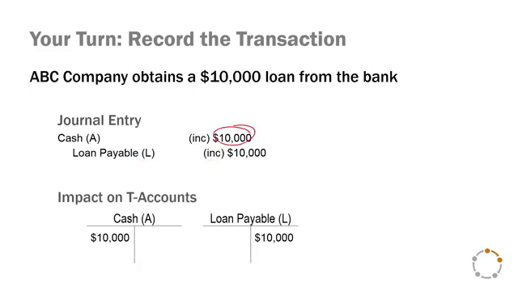Left side to cash, left side on the cash T account, right side to loan payable, right side to the loan payable T account. This is getting kind of fun, isn't it?